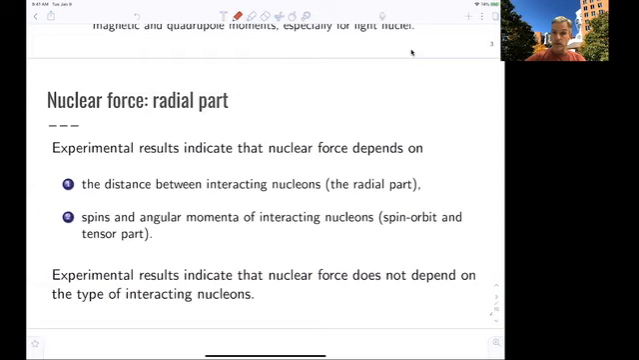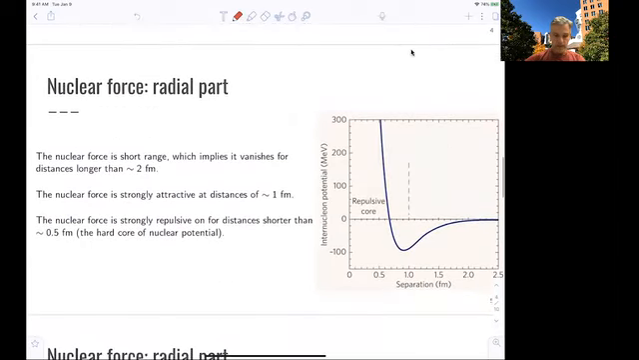It is also interesting to note, and we'll talk about this more, that there doesn't seem to be any indication that the nuclear force depends on the type of nucleon, whether it's a proton or a neutron, in the interaction. So there's charge independence. Looking at the radial part of this, the nuclear force is short range, which implies it vanishes for distances longer than about 2 femtometers. So it basically vanishes in this area here.